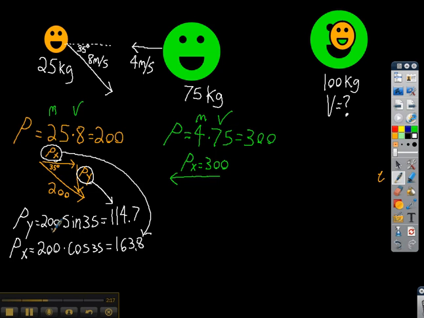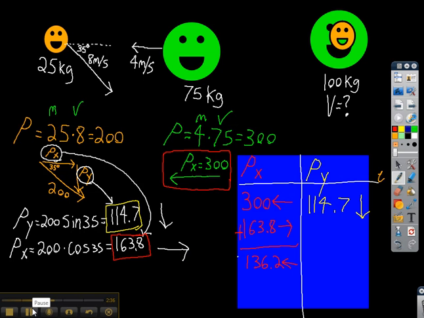Now keep in mind, this y momentum is going down, right? Look at your triangle over here. The momentum in the y direction is going down. So make sure that maybe you write something over here to remind yourself of it, or just look back to the picture. The momentum in the x direction is going to the right.